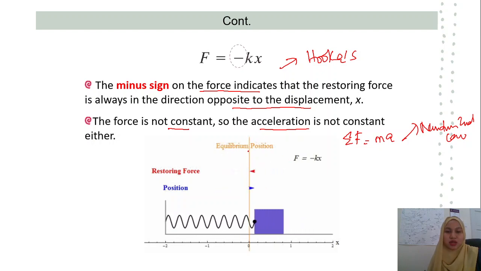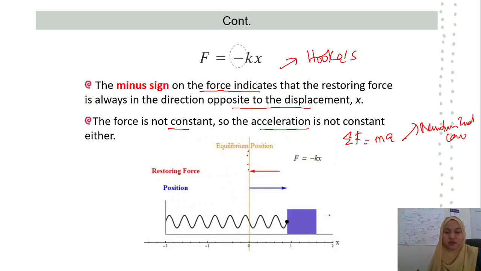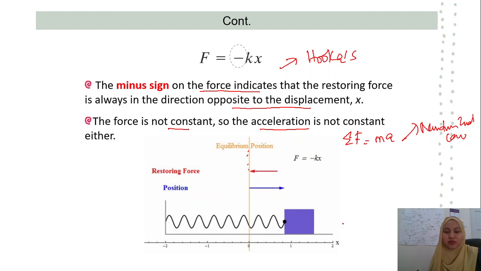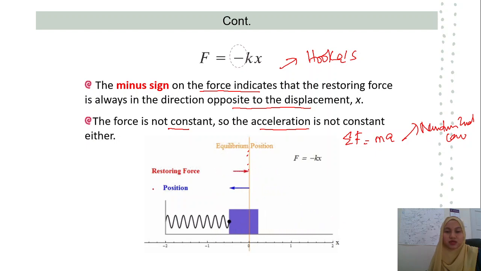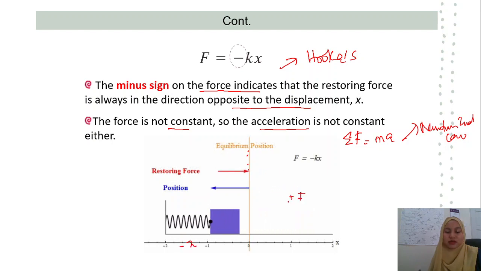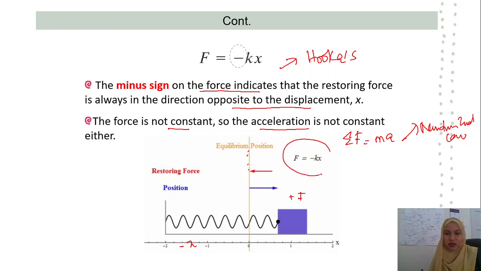This line here represents the equilibrium position. When you stretch the spring, it will move to the right, but F will act in the opposite direction, to the left. When we compress the spring, the position will move to the left, so X will be negative, but F will be positive. So make sure you understand Hooke's law here.